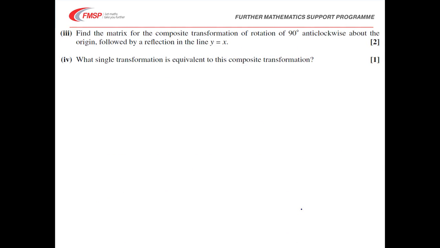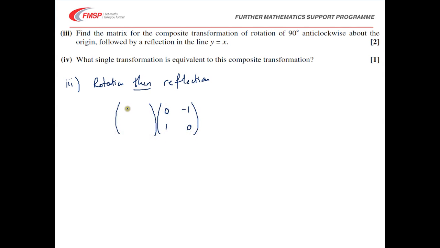For part 3, we need to get these in the correct order. It's rotation, then reflection. So my rotation matrix was 0, 1, minus 1, 0, and the reflection comes after that, so I need to put the matrix before and work that out, and it comes to 1, 0, 0, minus 1.